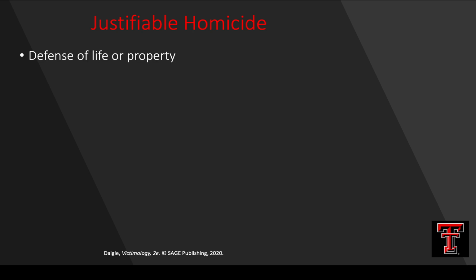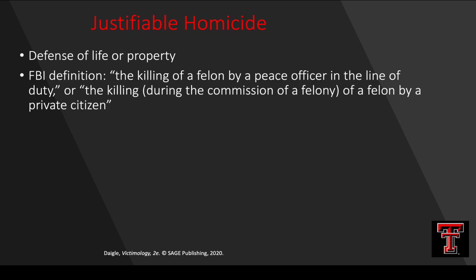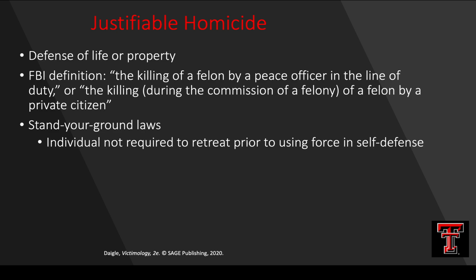So the next type is a justifiable homicide. This happens when you're defending either your life or your property. The FBI defines it as the killing of a felon by a peace officer in the line of duty, or the killing during the commission of a felony of a felon by a private citizen. Some examples of these include stand your ground laws.